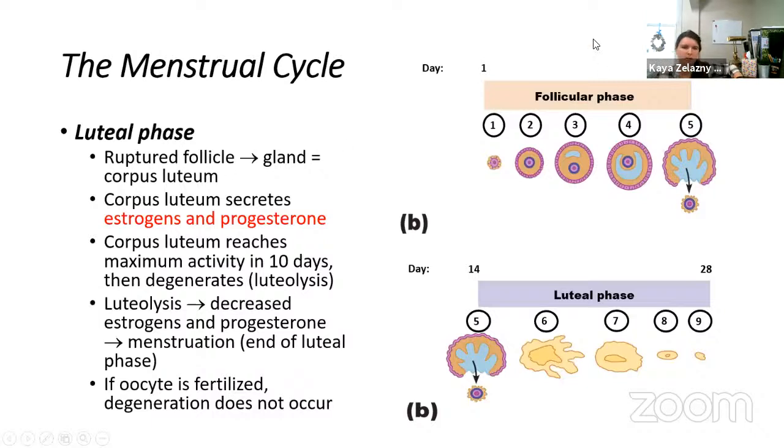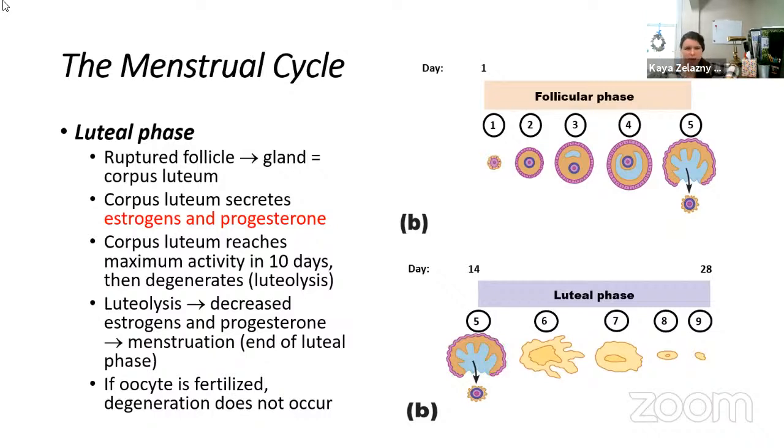So after the follicle ruptures, so the antrum, that fluid-filled compartment, is breaking, the rest of the structure is forming this gland called the corpus luteum. So all of this stuff is becoming a gland. Here we see our corpus luteum. This is really important because the corpus luteum secretes estrogens and progesterone. So when we take a look at that, we're going to see that estrogens and especially progesterone are going to rise in this phase when the corpus luteum is there to produce them.